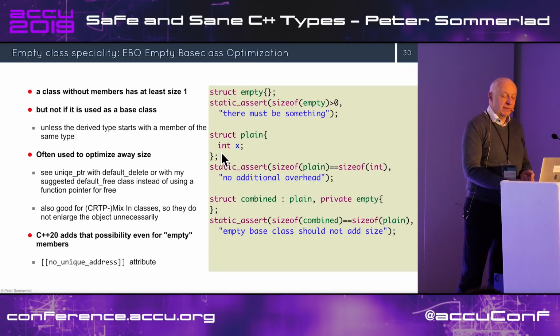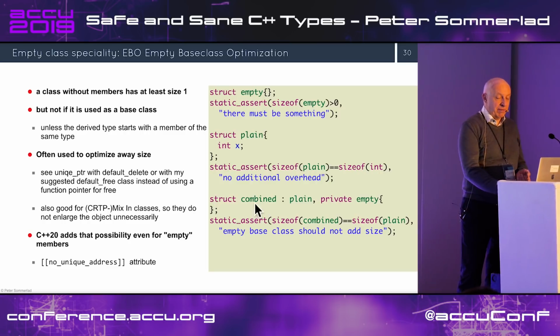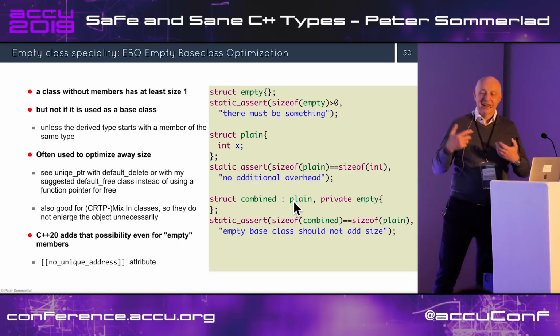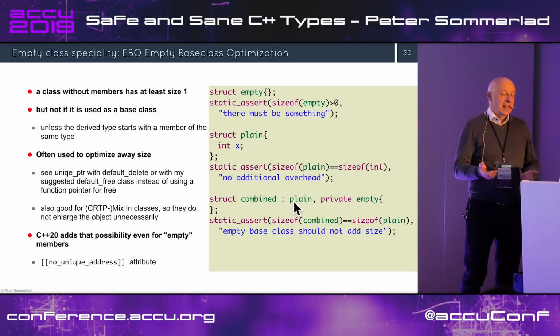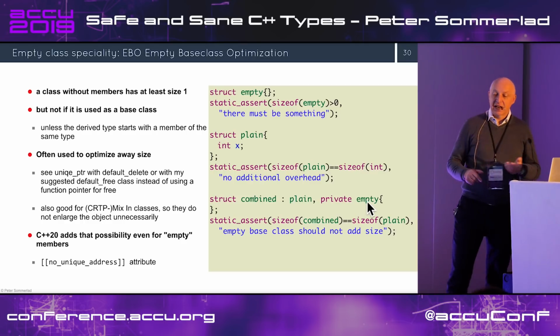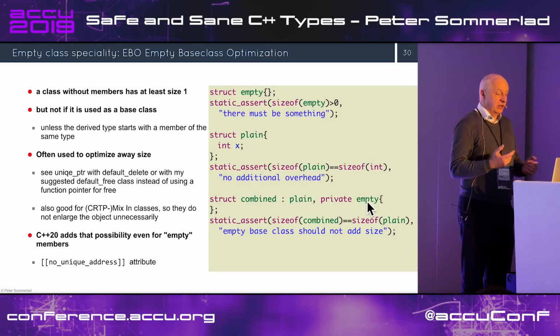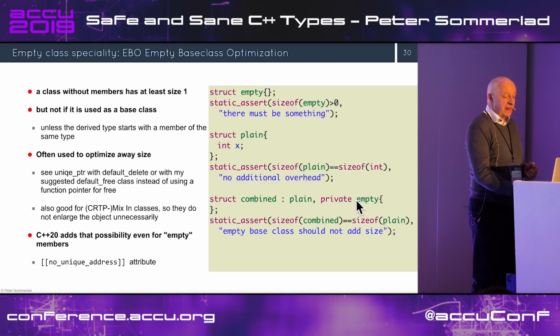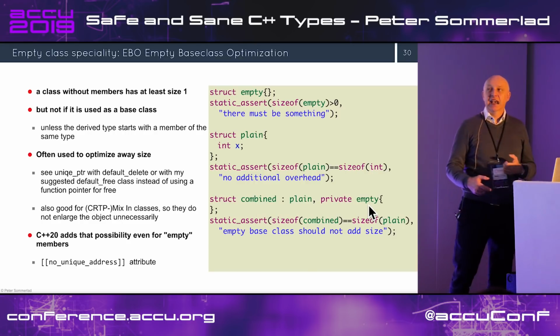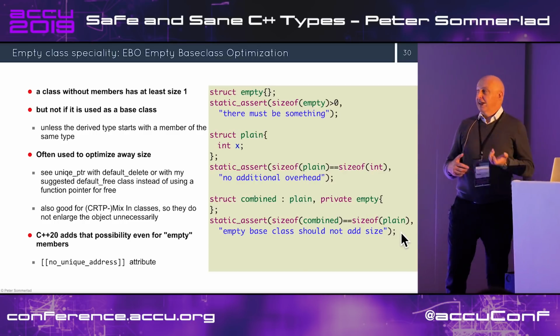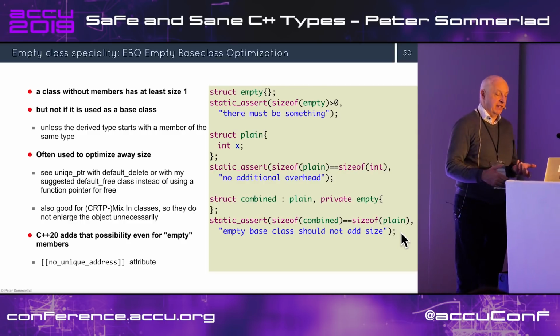But if you wrap a simple type, the size of that wrapper is exactly the size of an integer. There's no additional overhead. And if you combine such a type that has something in there with a private inheritance from an empty, because empty might actually have friend functions that you want to get to, then empty itself doesn't take any space, so the size of the combined type is the size of plain. That's how you can check for the empty base class optimization.